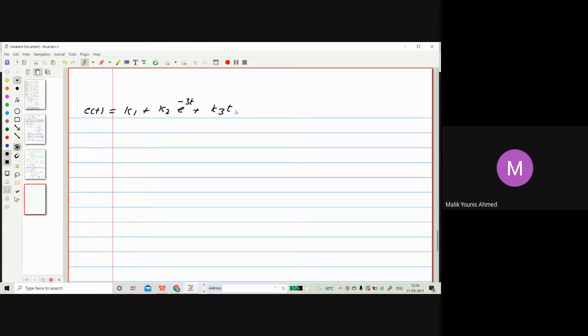K3t multiplied by e raised to the power minus 3t. So one response will be an exponential, another will be the exponential multiplied by time. We have two multiple poles, that's why this type of response will be there. So what are we expecting?